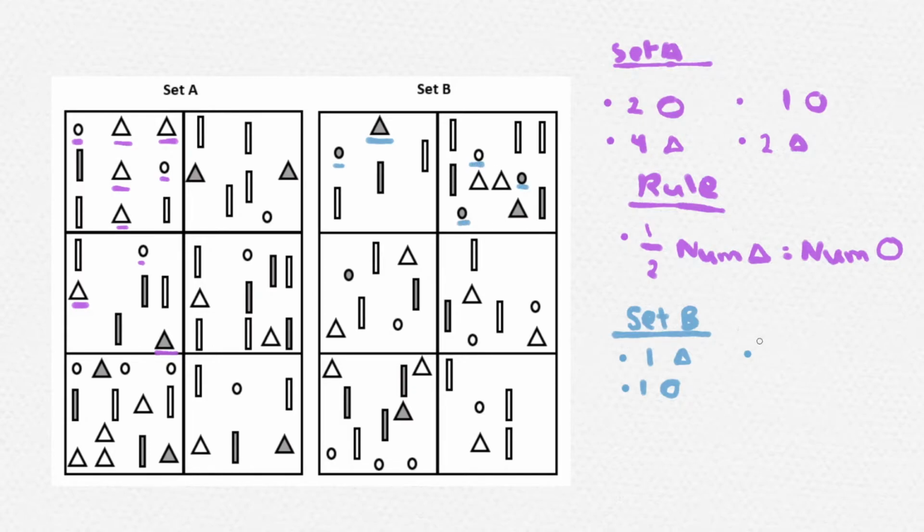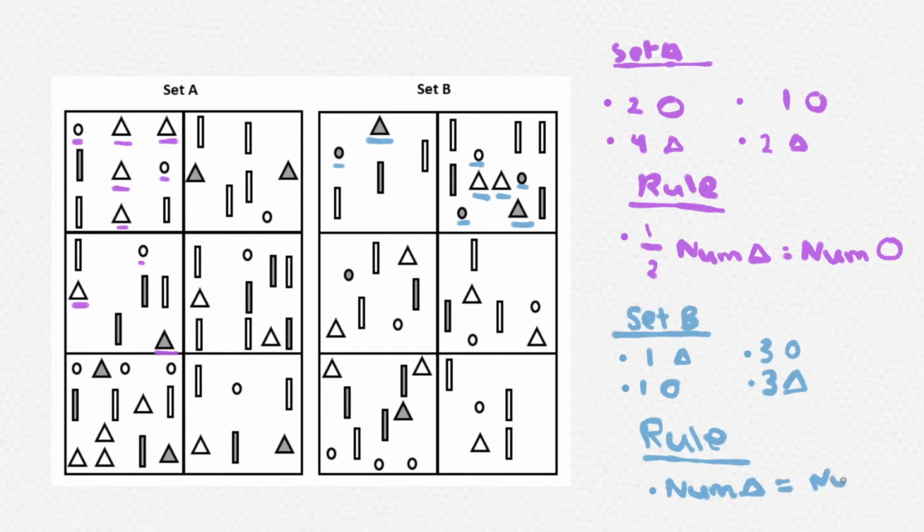Now, like I said before, compare these rules to another square. So, in the second square, we can count 1, 2, 3 circles. And we can also count 1, 2, and 3 triangles. So now, try formulating your own rule with the given information. So, my overall rule will be the number of circles will be equal to the number of triangles.